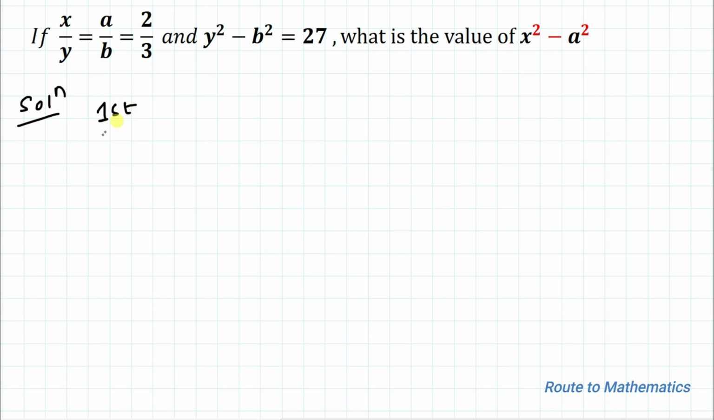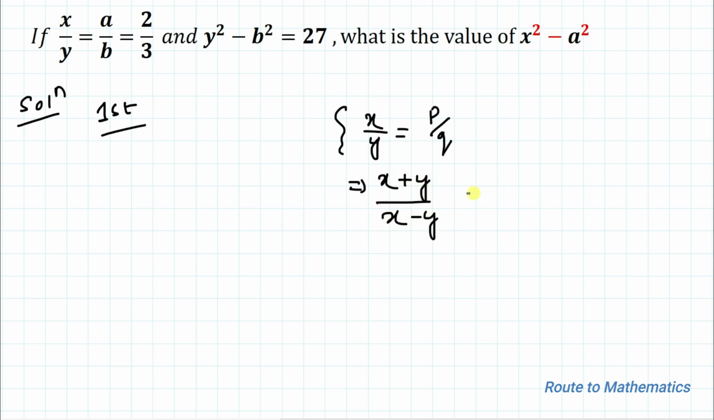So in the first method, I am going to use a rule called componendo and dividendo. That is, if x and y are in the ratio x by y equals p by q, then this must be equal to x plus y divided by x minus y equals p plus q divided by p minus q. This is called the componendo and dividendo method. Okay, I am going to apply the same method here.